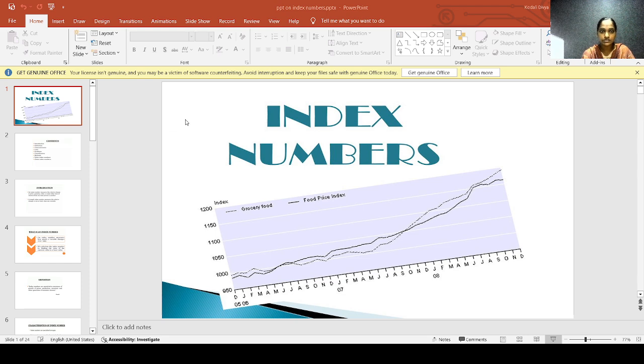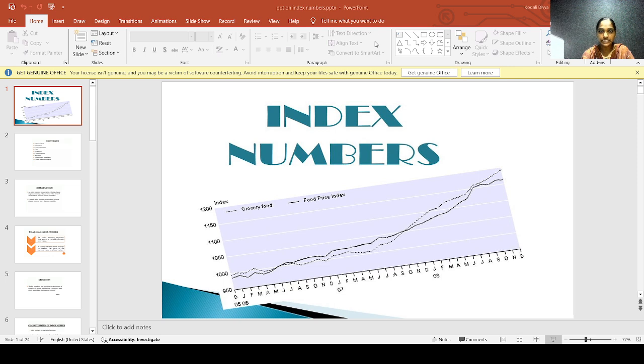What are the uses? To frame suitable policies, we use index numbers. Based on the index numbers, we see how much variables are changing from time to time, and based on those changes, we frame suitable policies. They reveal trends and tendencies. Index numbers are very useful in deflating. Classification of index numbers: price index number, quantity index number, value index number. These are the types of index numbers.